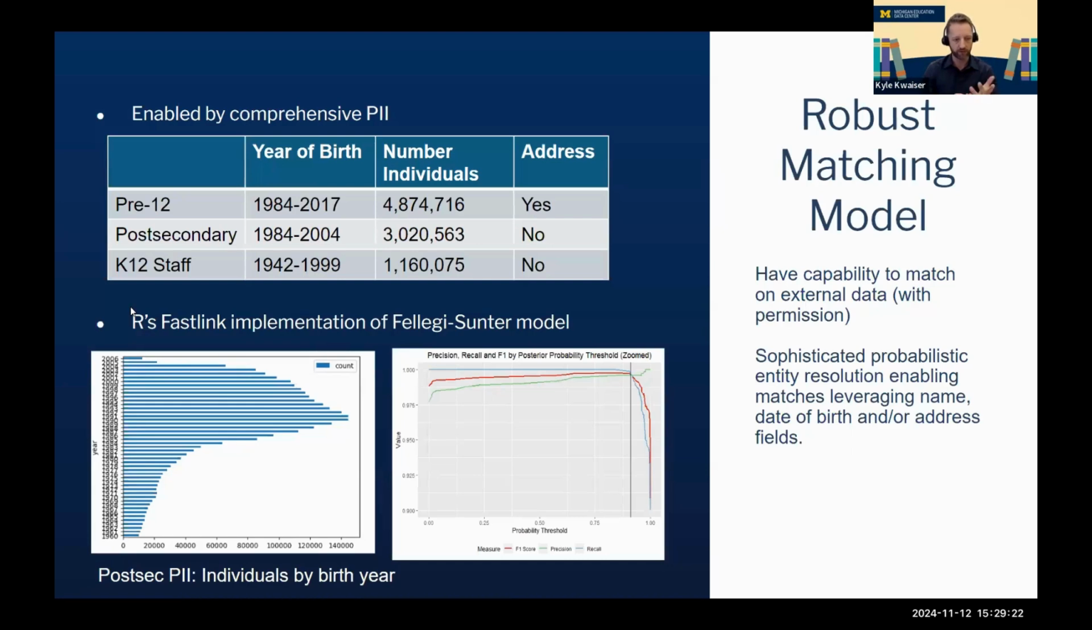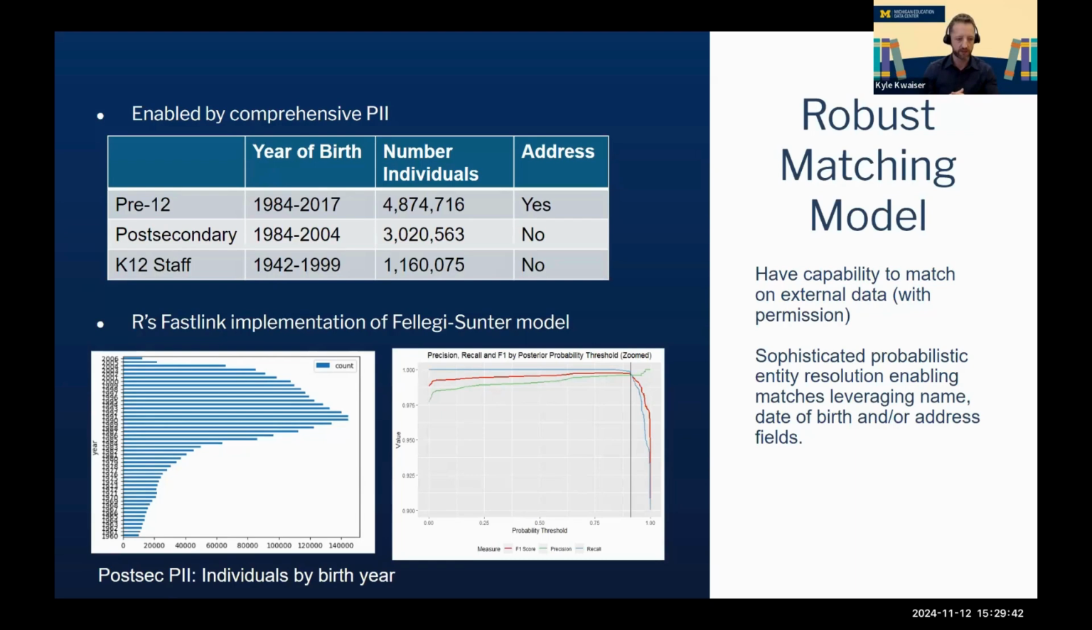On the lower left here, we use R's FastLink implementation of the Fellegi-Sunter model. It's a probabilistic matching model that allows us to remain flexible and input new fields as researchers come up with new ideas, because if there's anything I know, it's that you all are very good at that.